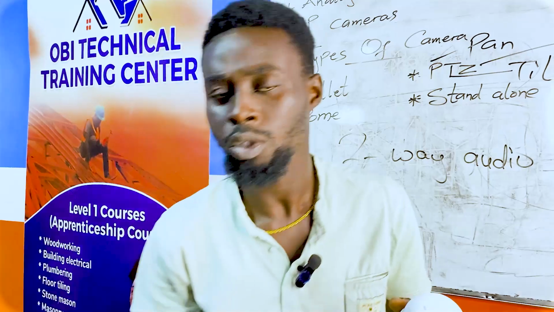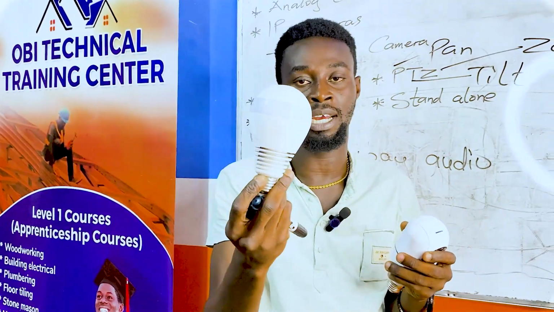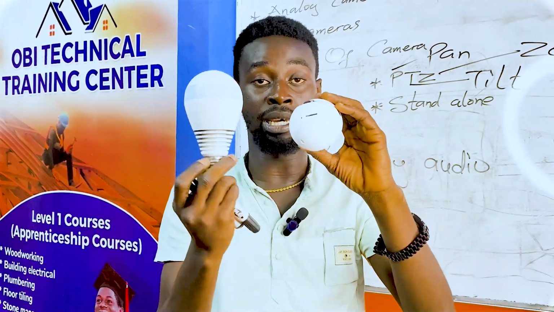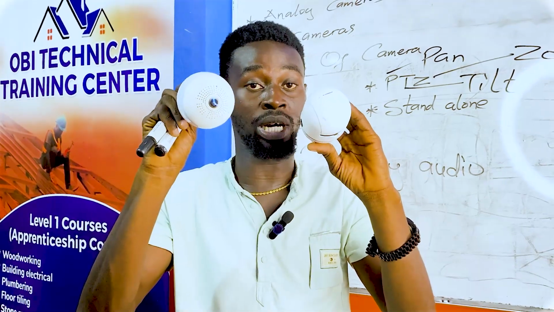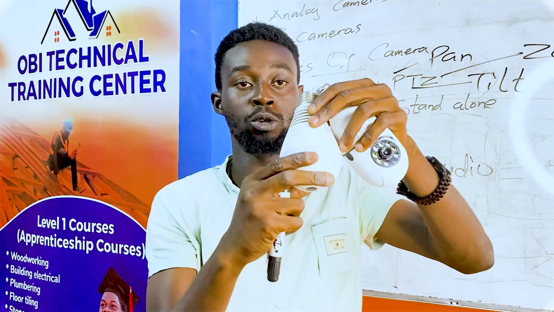Now, sometimes you will see this one also. I believe you've all seen this in the small shops and supermarkets and stuff, right? It's the same thing as this. They all do the same thing. So this is also a standalone cam. Okay, this you can also pan, tilt and zoom, but I can't do it for you to see here.